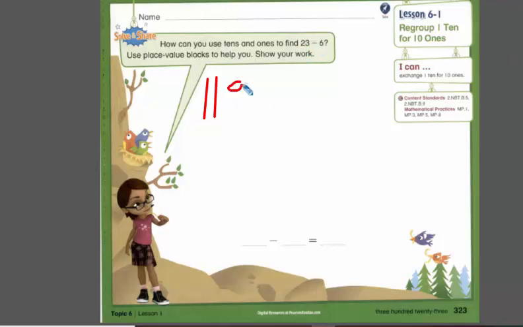One, two, three in the ones. Okay, minus 6. So I will draw 6 in the ones: one, two, three, four, five, 6. Okay, so I have here 23 minus 6.